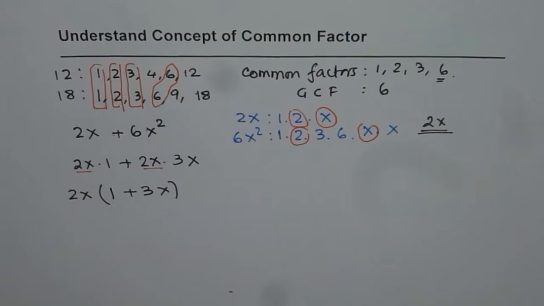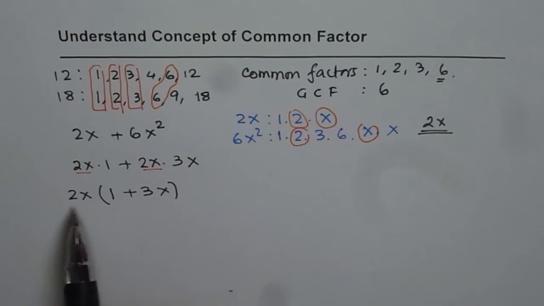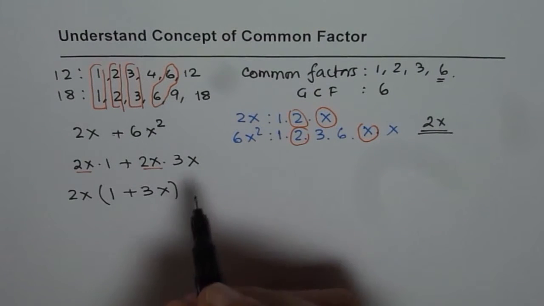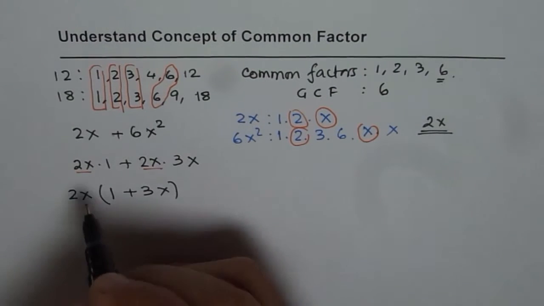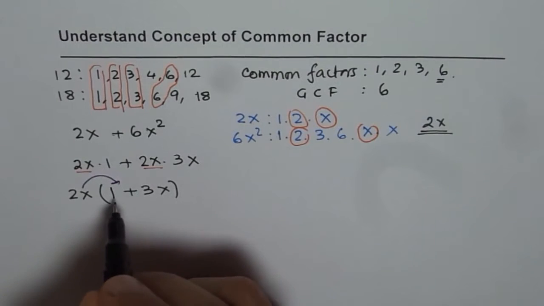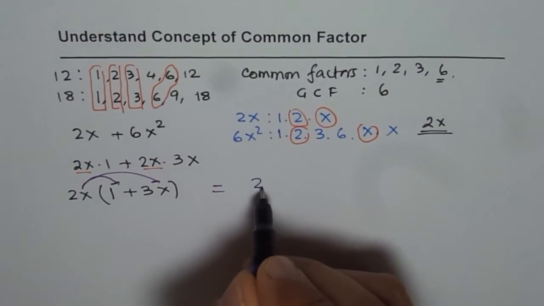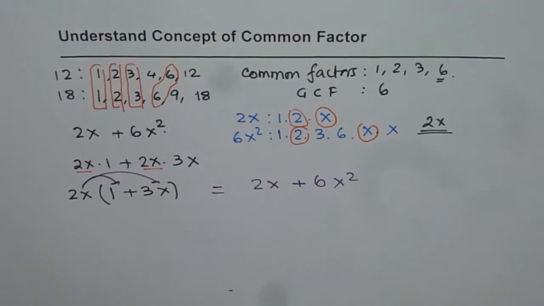So I hope that makes things clear what we're trying to do. We're trying to find a common factor between the terms, and that is how we can do it, right? So when we get to this, you will also realize, just to check whether what we did was right or wrong, you can expand it using distributive property. So when you do that, you're multiplying inside terms with the common factor. So if you do that, you get 2x plus 6x squared, right? So that is the original expression, correct?